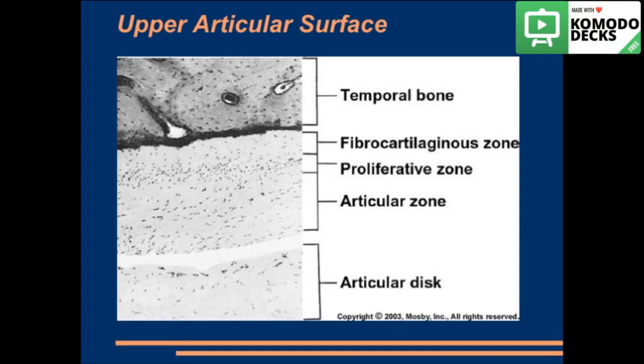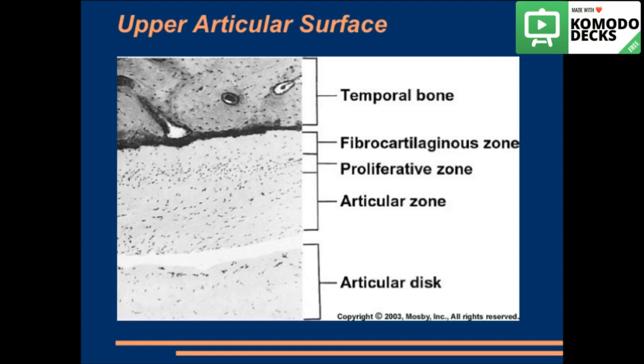The upper articular surface is where we have the glenoid fossa or the mandibular fossa. Fossa means a shallow depression. So we have a shallow smooth depression in the temporal bone, looking like a cup. That's why it's called a glenoid fossa. And also the articular eminence, where sometimes we have contacts with the articular disc.